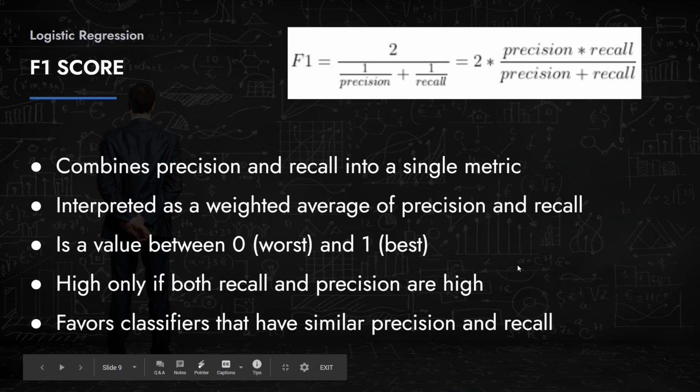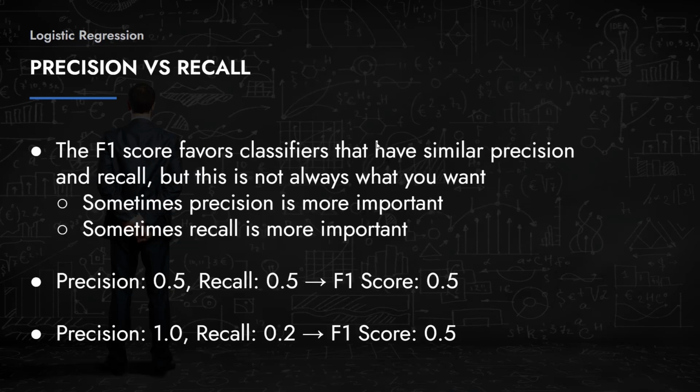That's why it's particularly useful, again, in those problems where it's not really that important for you to maximize one of them. The F1 score favors classifiers that have similar precision and recall, but this is not always what you want, okay? Again, it's very important to understand your problem. Sometimes precision is more important, sometimes recall is more important.